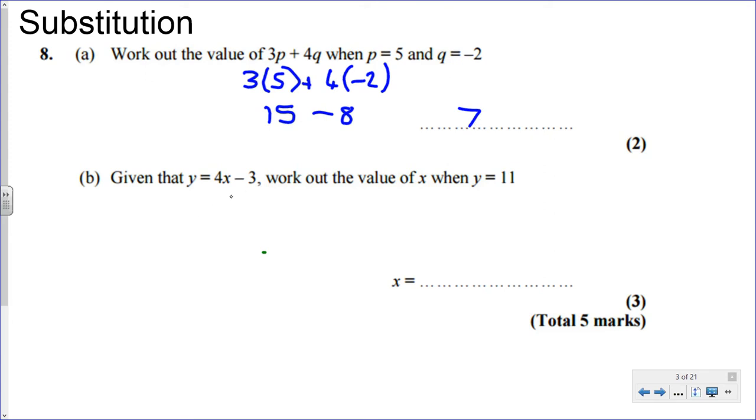Okay, given that y equals 4x minus 3, work out the value of x when y equals 11. So I'm going to rewrite this equation again, but I'm going to write 11 there instead for y. I'll write 4x minus 3. So now it's minus 3 here. I'm going to move it over and add it to the other side. 14 equals 4x. And then I'm going to divide by 4. So 14 divided by 4 is 3.5.